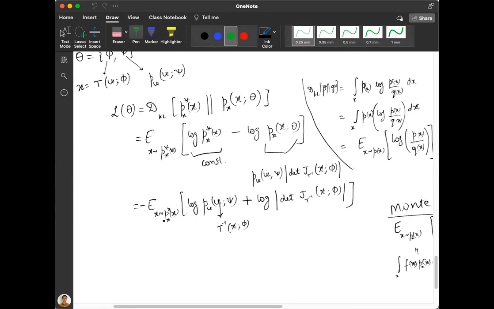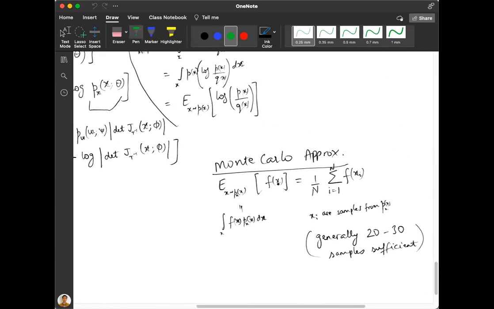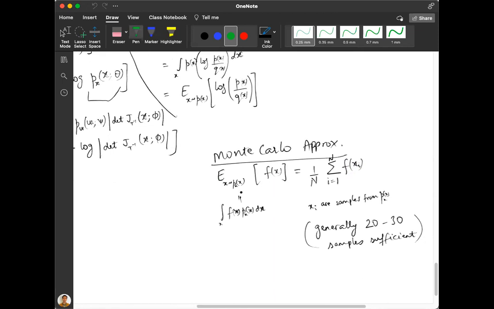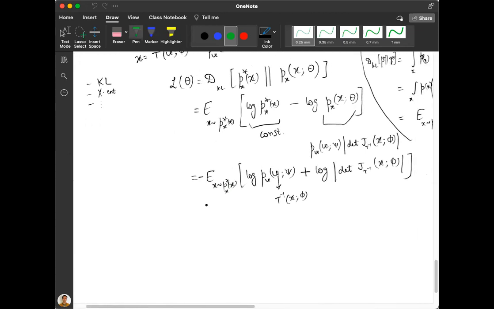One more thing I should mention immediately is that we cannot estimate this whole quantity. It's an integral over a very large volume, because X can be higher dimensional and P star X can be difficult to integrate. So we approximate this quantity using Monte Carlo approximation, which means the expected value of a function is simply the average of that function's values computed over the samples from this distribution. So we need samples from P star.